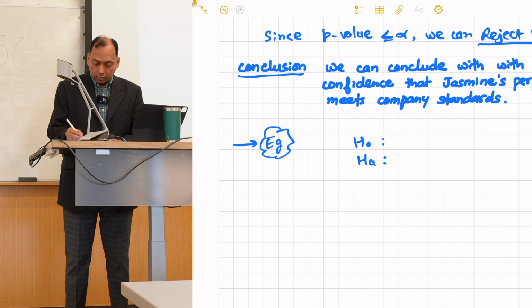Mu 0 is 40, so this number here is mu 0. Sigma is given 2 yards. They took a sample size of 20, so 20 throws, and they got an average of 45, alpha of 0.05.